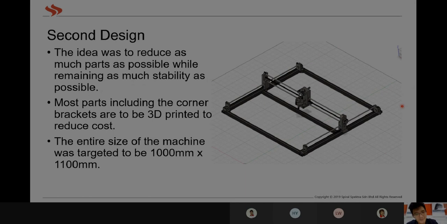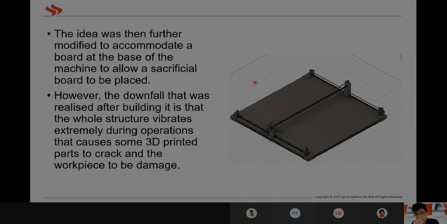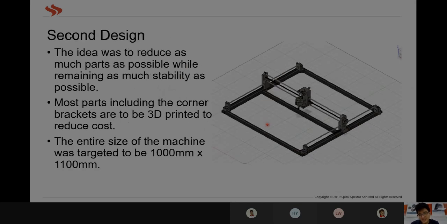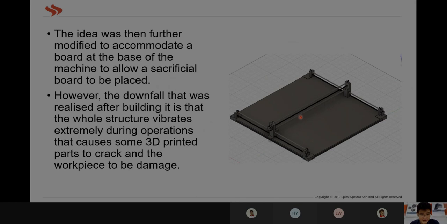The second design was a little bit better because it reduced as many parts as possible while retaining stability. Most parts are 3D printed, including these corner parts here, the brackets, even the axis bearing spots. Now the entire machine was targeted at 1 meter by 1.1 meters. However, the idea was further modified because obviously we're going to have some kind of support. So it was modified to accommodate a sacrificial board, so you're able to stick or screw your material onto this board and then start cutting it.